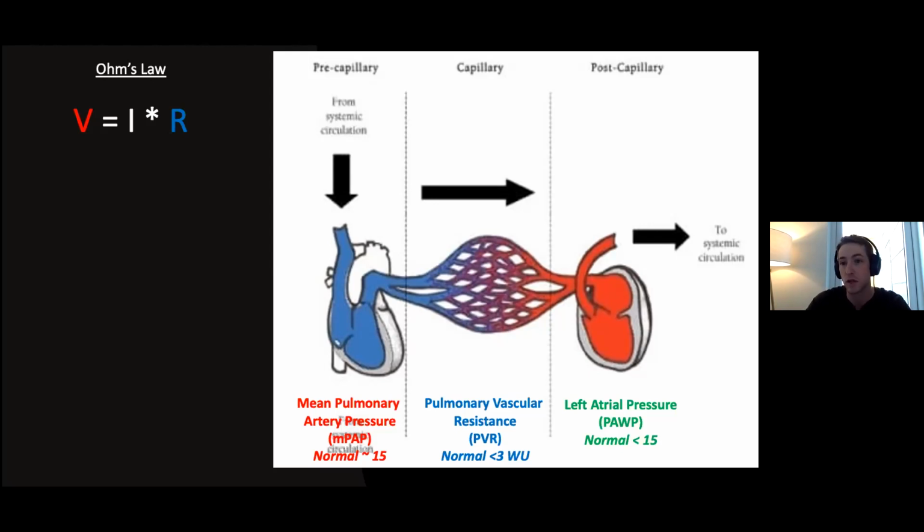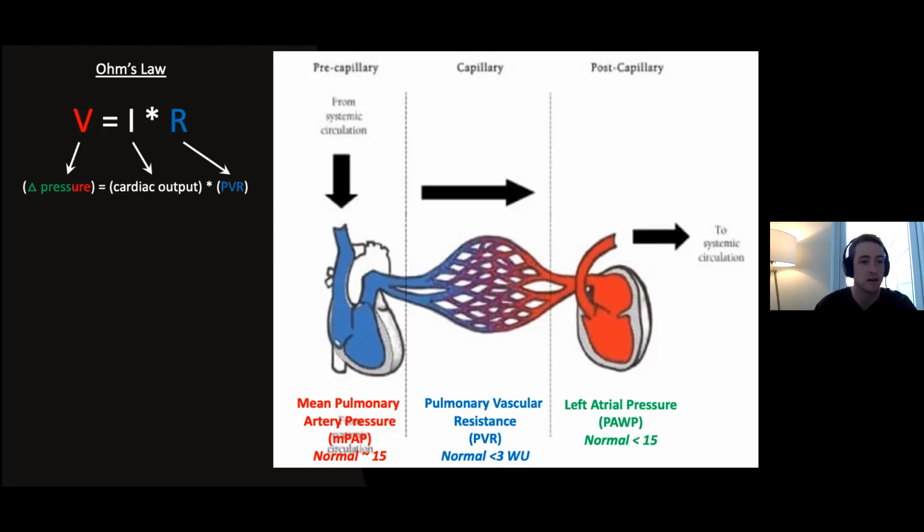Normally, that's measured with Woods units, and a normal pulmonary vascular resistance, or PVR, is under 3 Woods units. And on the right side of the diagram, we have our post-capillary component, where we're really just focused on the left ventricle and left atrium. For hemodynamics, instead of voltage, we have the difference in pressure between the right heart and the left heart. And instead of current, we have cardiac output. And instead of resistance, we have that pulmonary vascular resistance, or PVR.